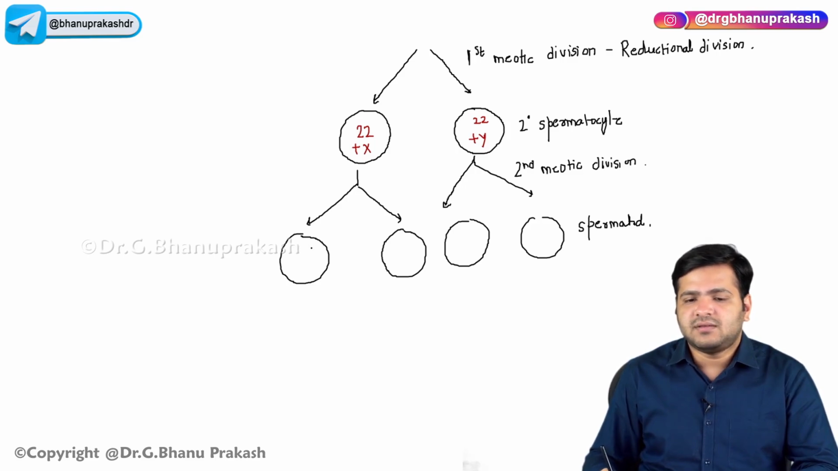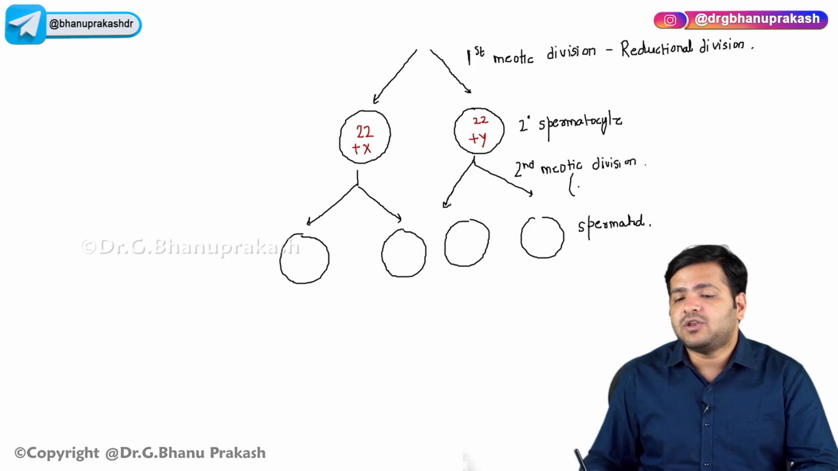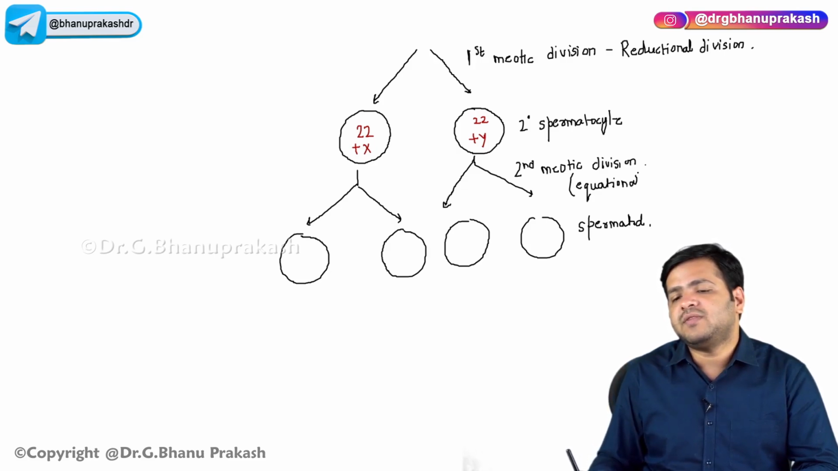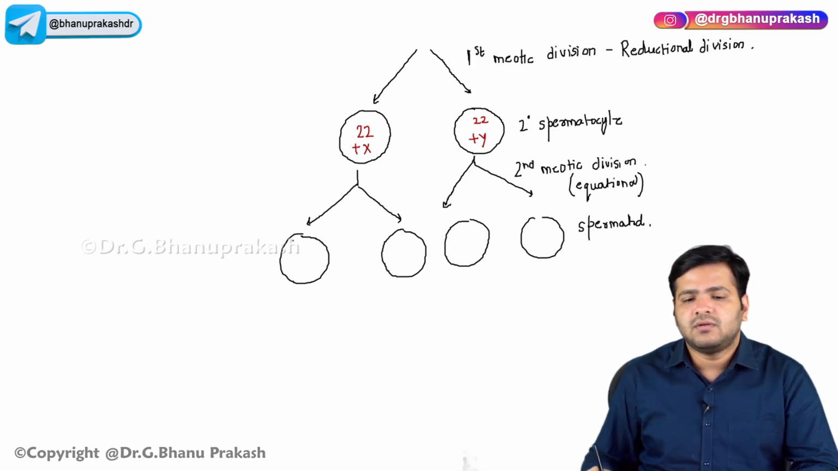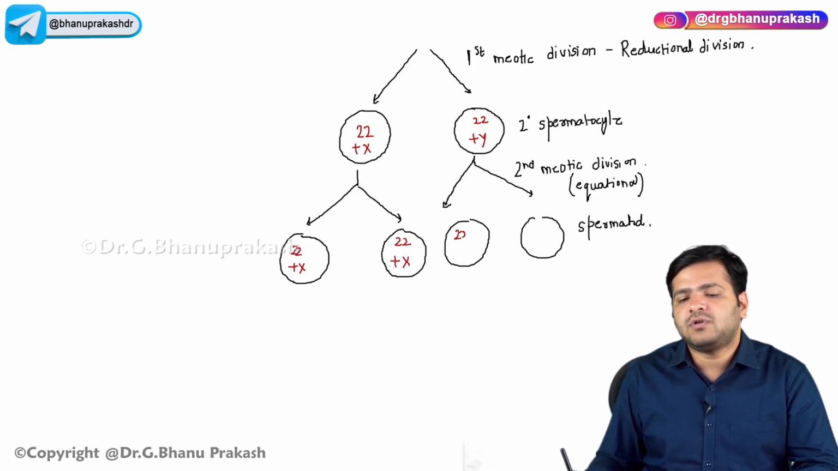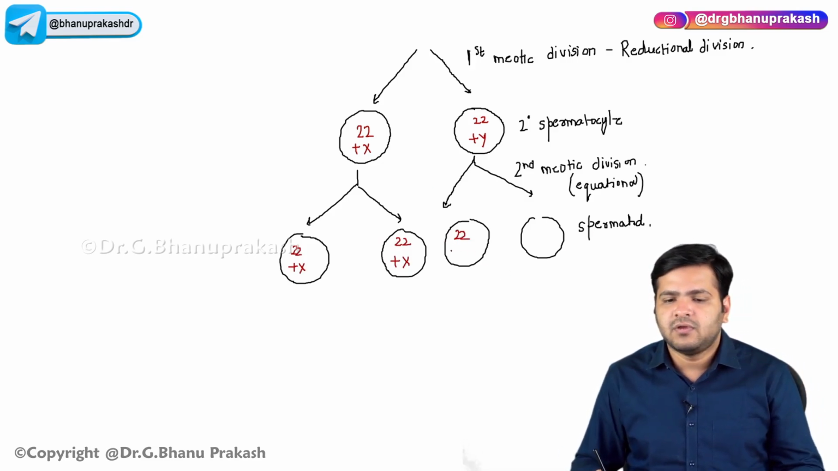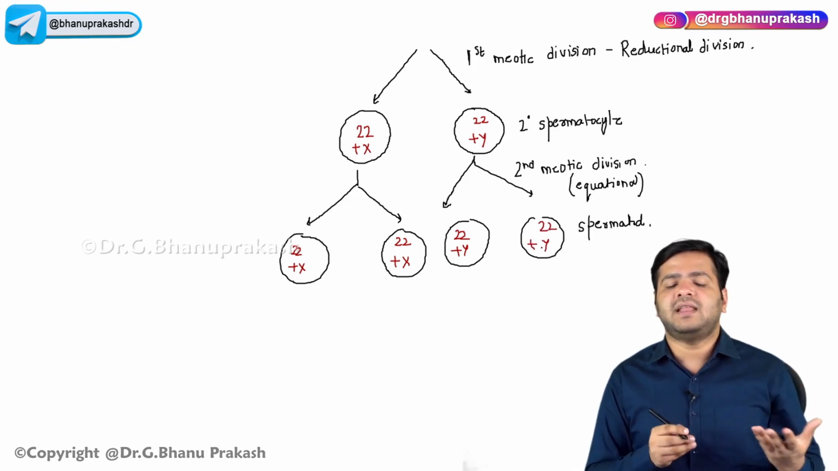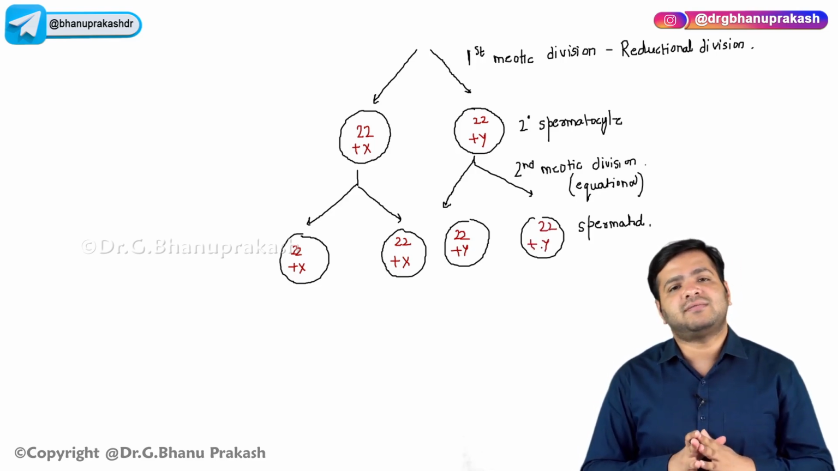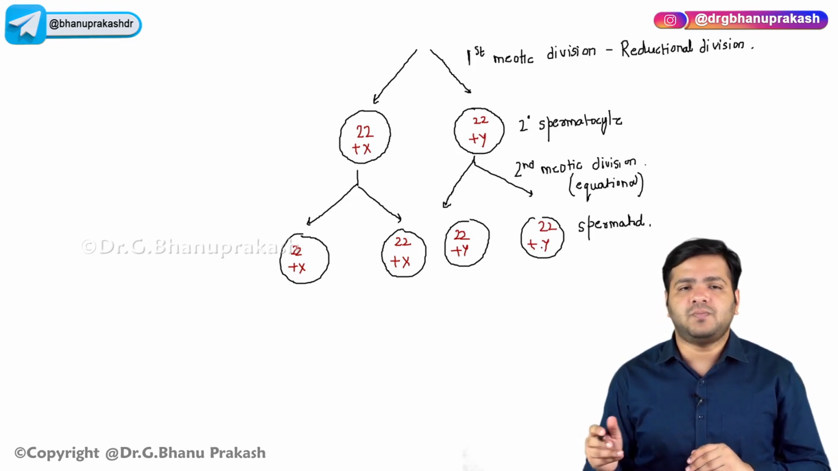Now these spermatids will undergo the second meiotic division. I have already told you it is like mitosis, so it is like equational division. The number of chromosomes will remain the same. Over here it will be 22 plus X, 22 plus X, and we have 22 plus Y, 22 plus Y. 50% of the cells will have 22 plus X and 50% will have 22 plus Y.